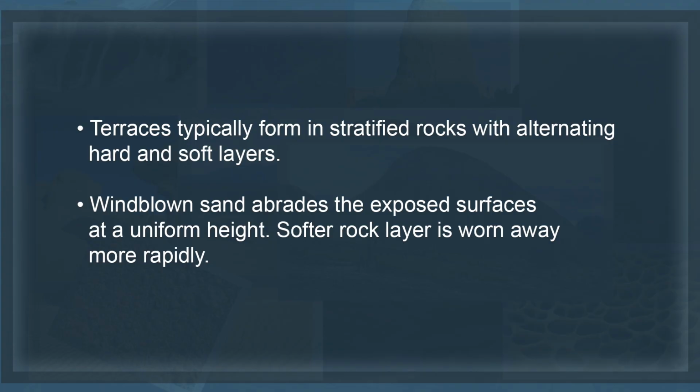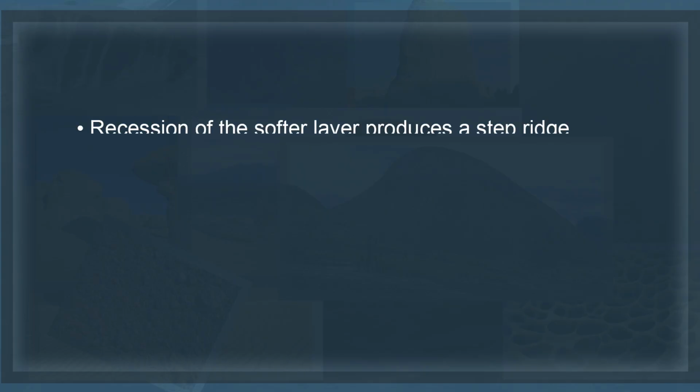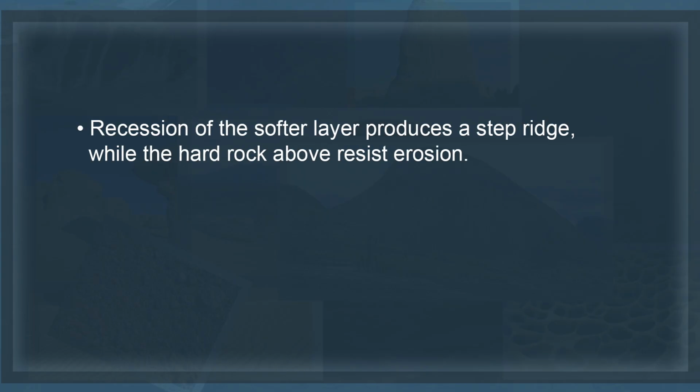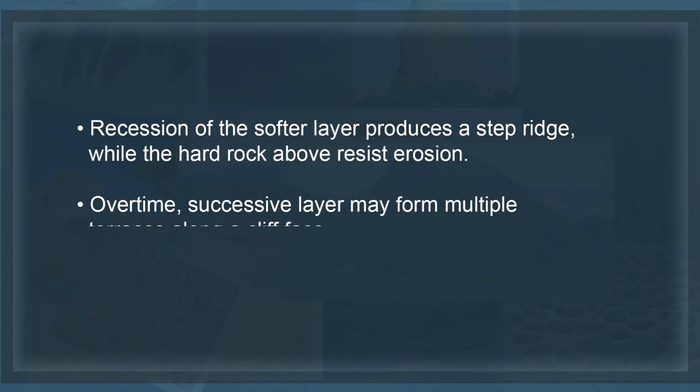The softer rock layer is worn away more rapidly. Recession of the softer layer produces a steep ridge, while the hard rock above resists erosion. Over time, the successive layers may form multiple terraces along a cliff face.